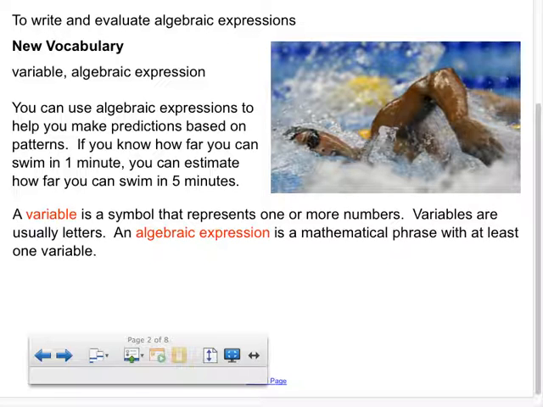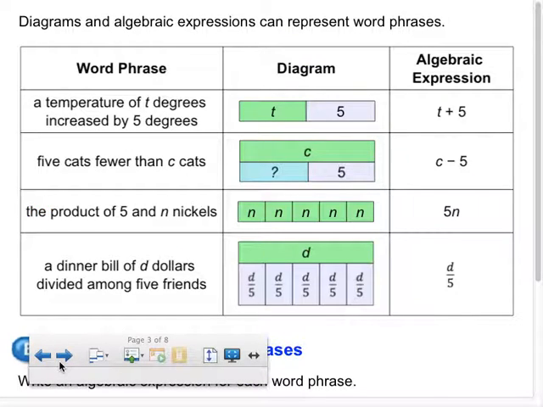Okay, moving right along. All right, so here we have a diagram. We see the word phrase, a diagram that represents a word phrase, and the algebraic expression that represents the word phrase and the diagram. So if you look at the first one, we have a temperature of T degrees, and the key word here is increased by. And if you notice, that's a key word for addition.